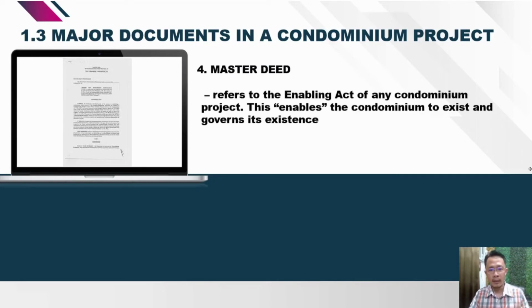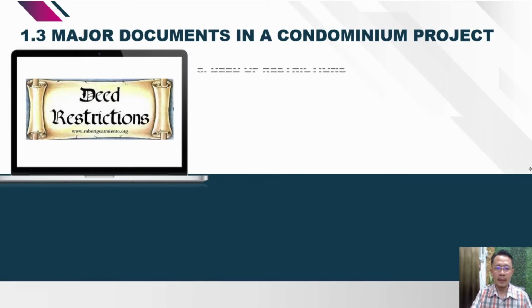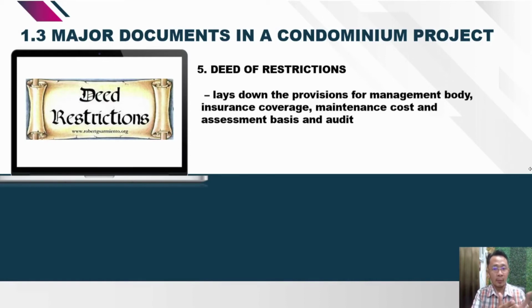This one refers to the enabling act of any condominium project. In the word enabling, it enables the condominium to exist and governs its existence. The deed of restriction is the one that lays down the provisions for the management body, the insurance coverage, the maintenance costs, and assessment basis and audit.